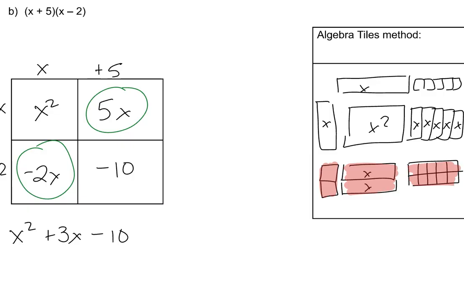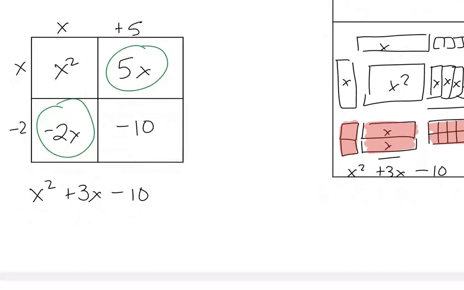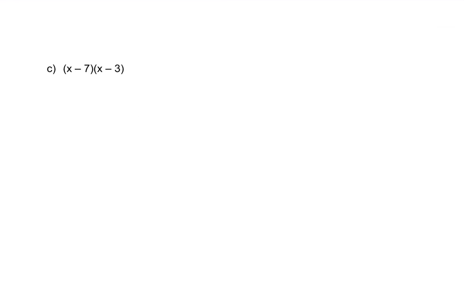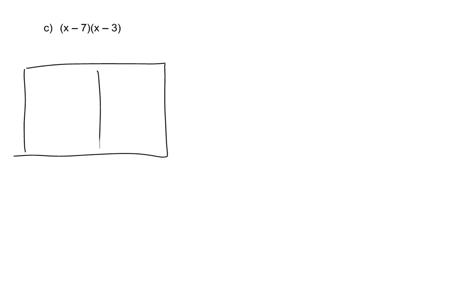So if I collect all my like terms here, all my like shapes, I have my x squared, 5x minus 2x is plus 3x, and then I have minus 10, just like that. Okay, so my last one here. We're going to find the product of the box, and if you wanted to also do algebra tiles, if you feel most comfortable with that, make sure you do that method.